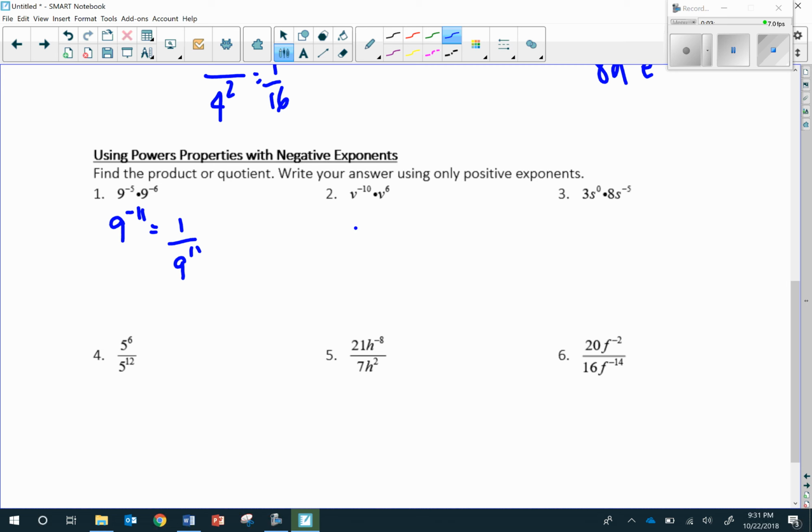Same thing here. We're going to have v raised to the negative 4th power, and that equals 1 over v raised to the 4th power. Number 3, we're simply going to multiply our two numbers first. So 3 times 8 is 24. Our base is the same. So s, 0 plus negative 5 still equals negative 5. And we rewrite that as 24 over s raised to the 5th power.